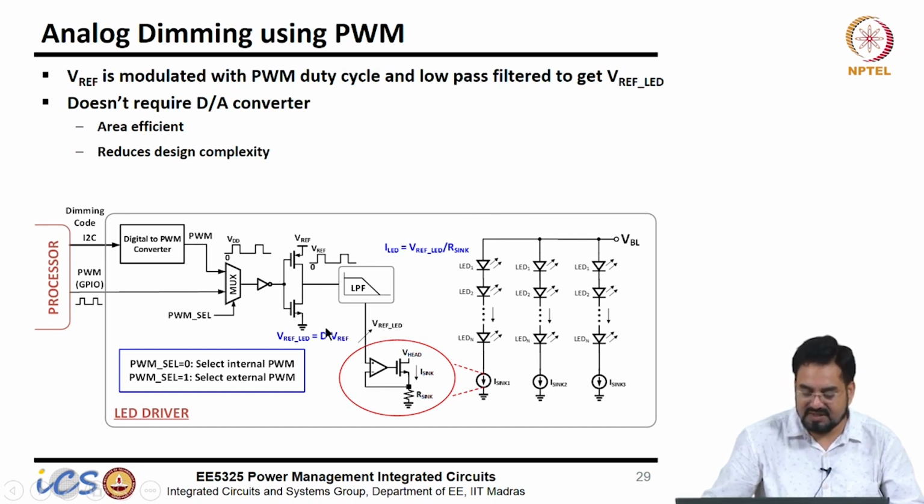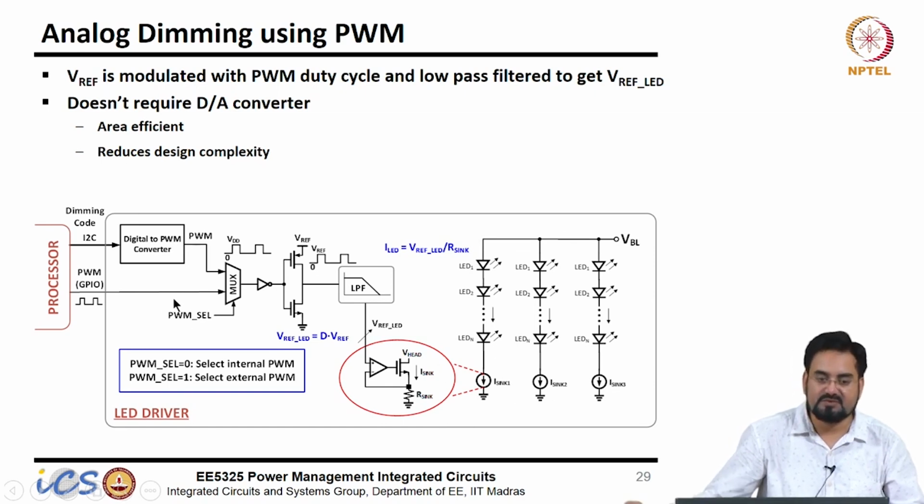So by simply varying the duty cycle, we can vary this voltage, and my current is nothing but Vref LED by RSense. So that's how you change the current. The current will still be a continuous current, but this voltage will be varying with respect to duty cycle.